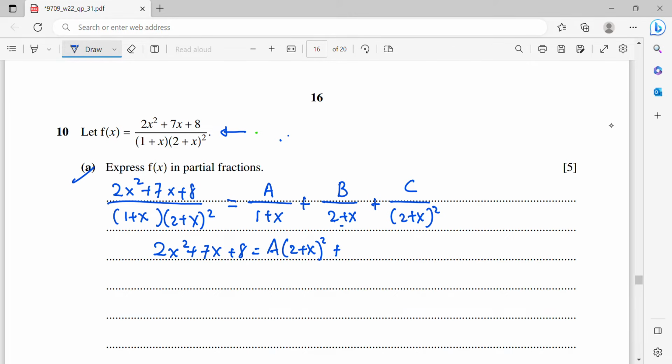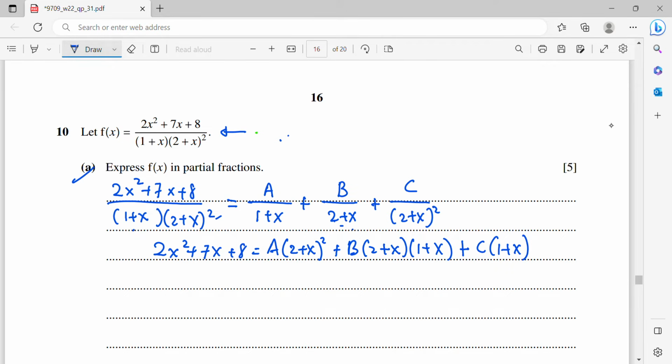Same for the b over 2 plus x. I need squared, here only degree 1. Therefore, I need to times with another degree 1 and 1 plus x. So for the C, you already have the square of 2 plus x, so it means I need to times by 1 plus x. Then you will be getting the same denominator. Now, you have three unknowns, but just two linear factors.